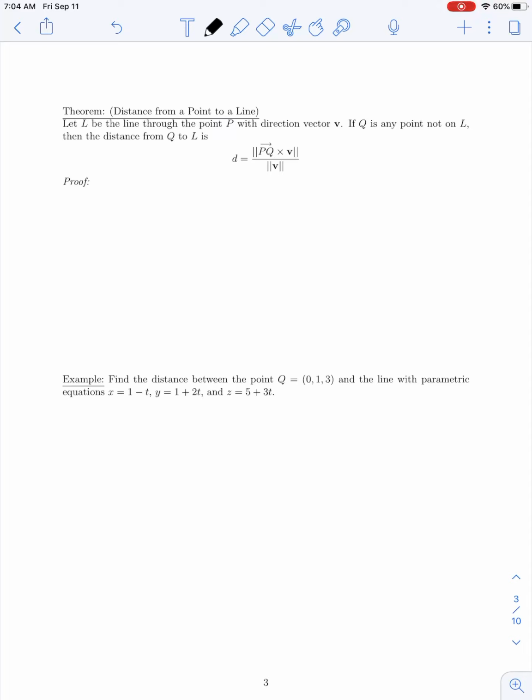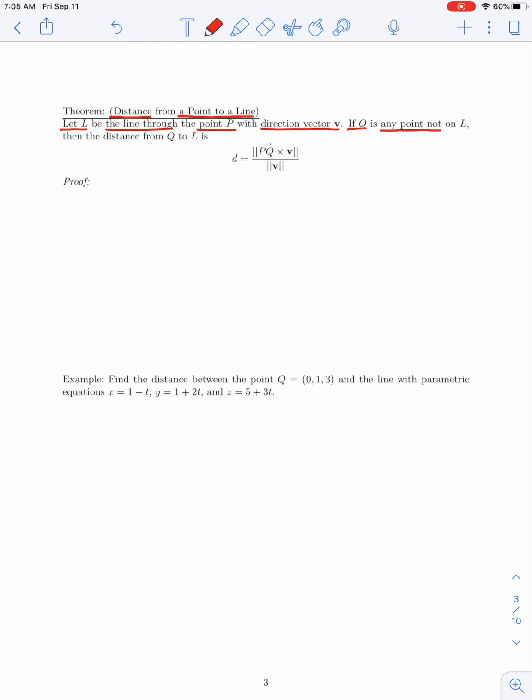Now, the next thing we'll talk about in this section is how to determine the distance from a point in space to a line. This is a problem of interest that will come up somewhat often throughout our course and might have some nice physical applications. So let's go about stating our theorem here. This theorem gives us a formula for the distance from a point to a line. Here, let us take L to be the line through the point P, which has a direction vector V.